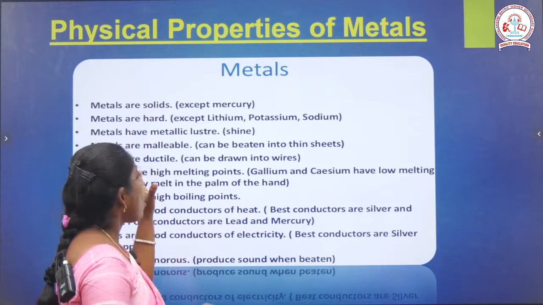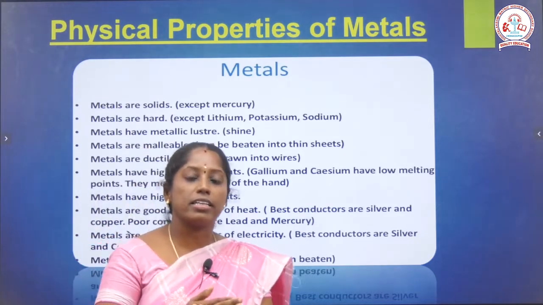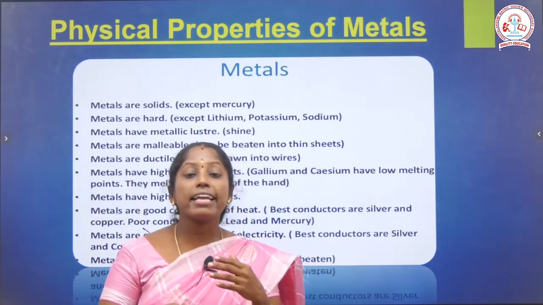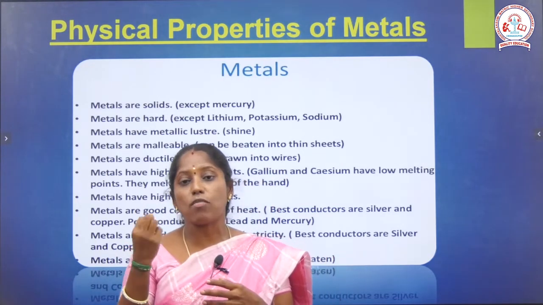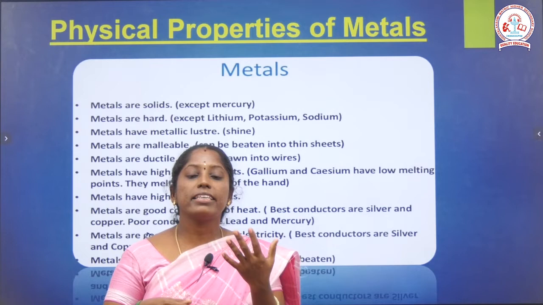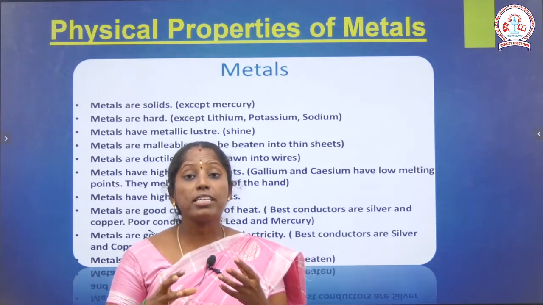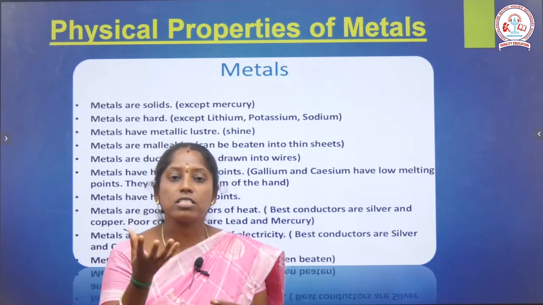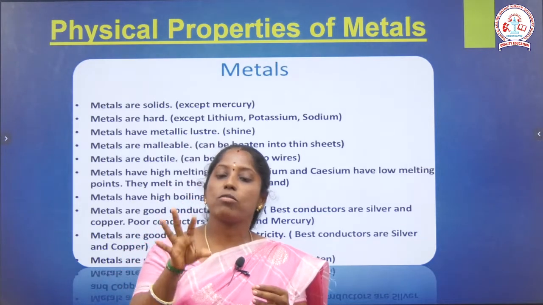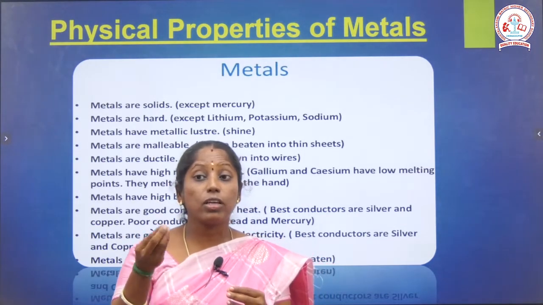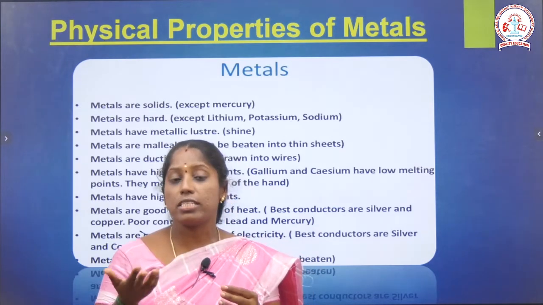Then metals are very hard. We don't cut them easily. They are very hard except lithium, potassium and sodium. Those metals are very soft compared to other metals. Then metals have luster, which means they shine. Like gold and silver, we already know, we see that in class.